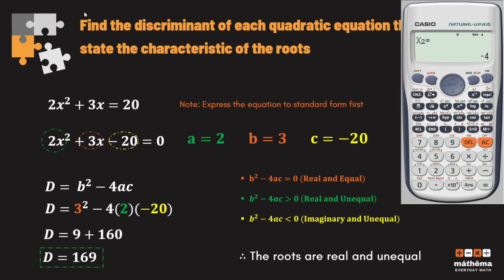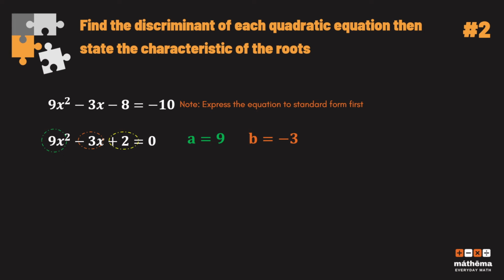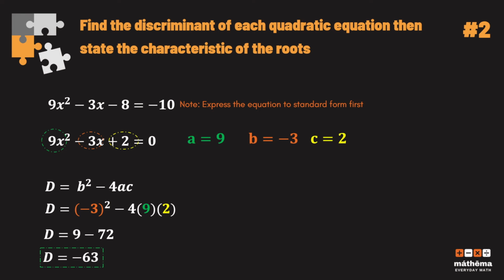We'll have example number 2. Again, express this one in standard form. We will have 9x squared minus 3x plus 2 is equal to 0. And then identify our a, b, and c. Our a is 9, our b is negative 3, our c is positive 2. And then we will substitute our a, b, and c to our discriminant formula. We will have d is equal to b squared minus 4ac. We have negative 3 squared minus 4 times 9 times 2. That will give us a negative 63.